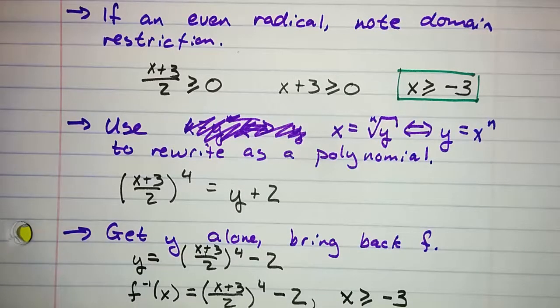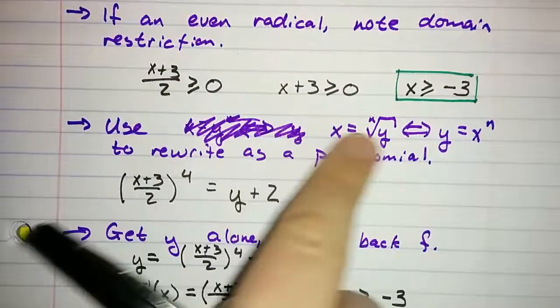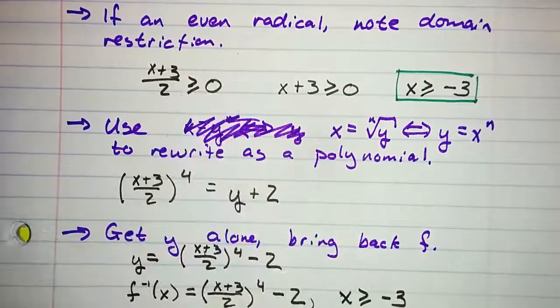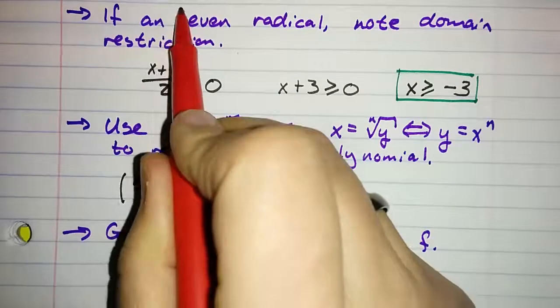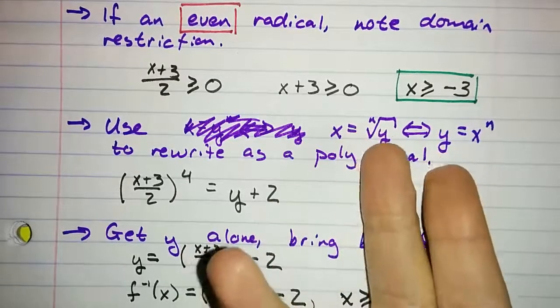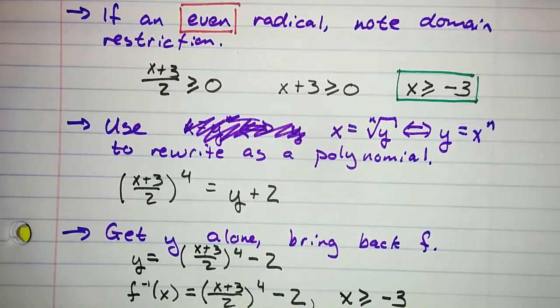That's a lot of trouble to go to, right? But no individual step is terribly difficult. The two new things are finding the domain restriction if we have an even radical. If we have an odd radical, we don't need to worry about that. And then making this move to get rid of the radical.